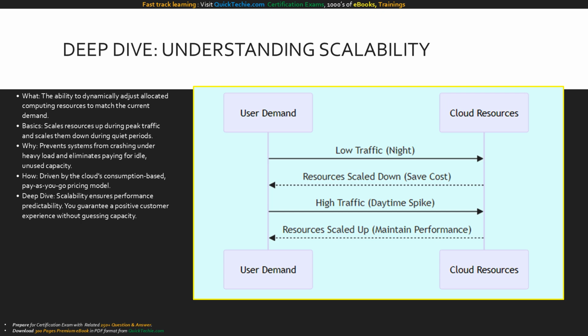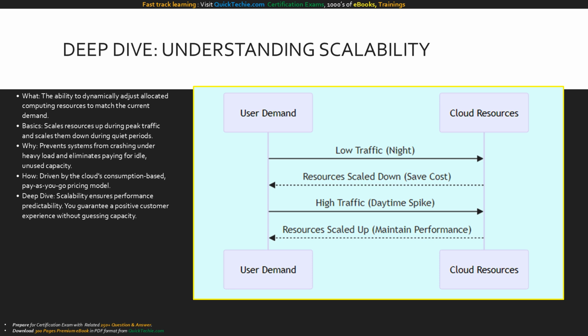Then, the scenario shifts. A high-traffic event occurs, perhaps a daytime spike or a marketing campaign launch. The cloud resources detect this surge and immediately respond by scaling up. More servers or compute power are rapidly provisioned to absorb the load. This ensures that the end users experience zero lag and the application maintains peak performance.